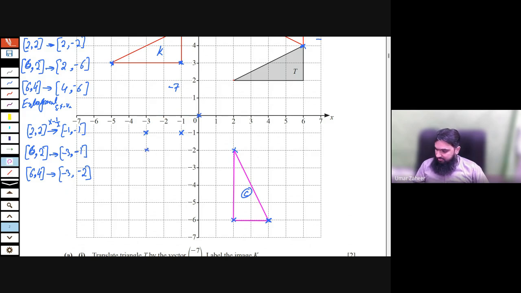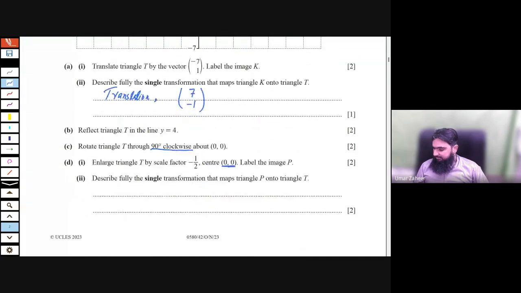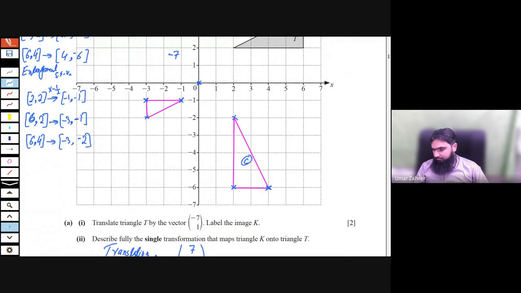So look at here, we have enlarged the triangle. Obviously, the scale factor is going to be between 0 and minus 1. So obviously, the size of the object is going to decrease. So we have done the D part.